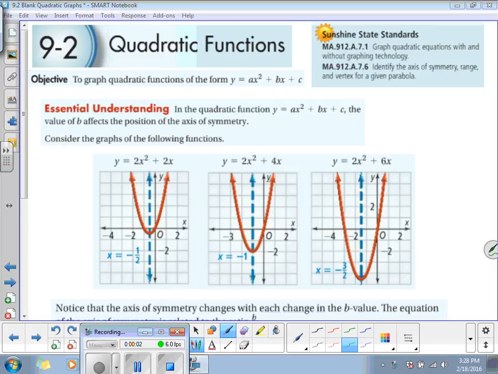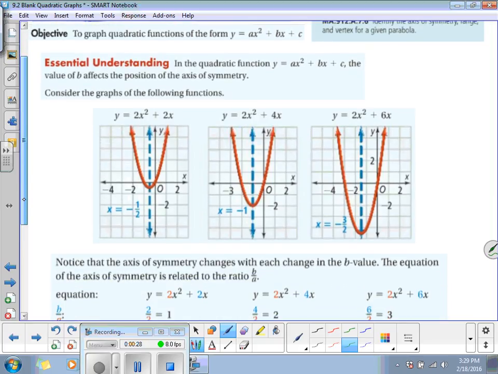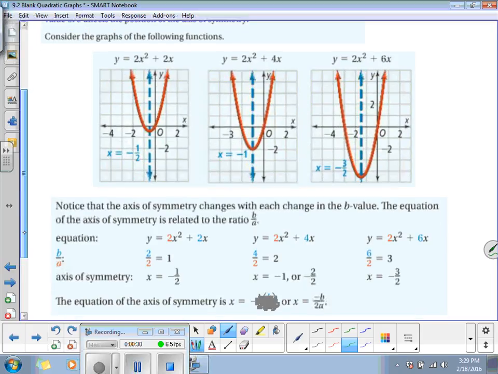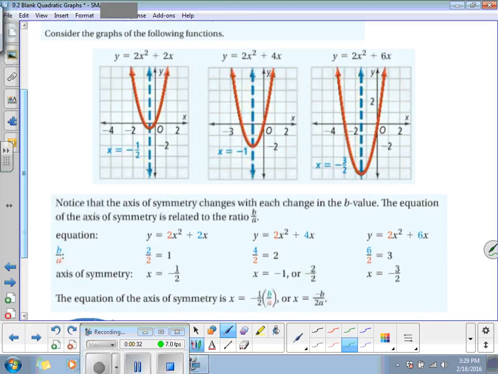Quadratic functions. Now, we're going to graph functions in the form y is equal to ax squared plus bx plus c, where you see here, you've got a, b, and c. You're going to find that the value of b affects the position of the axis of symmetry. Now, if we're looking at these pictures here, we are going to kind of derive the formula for the axis of symmetry.